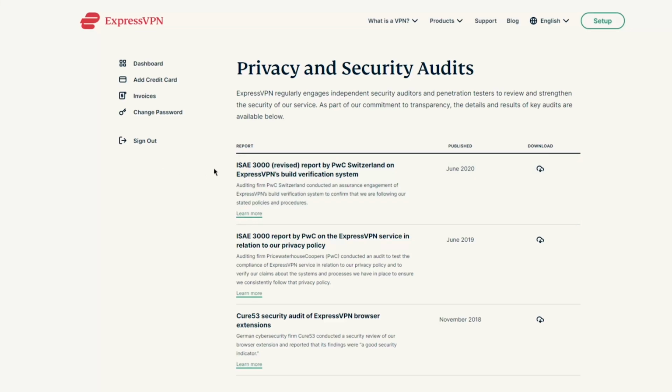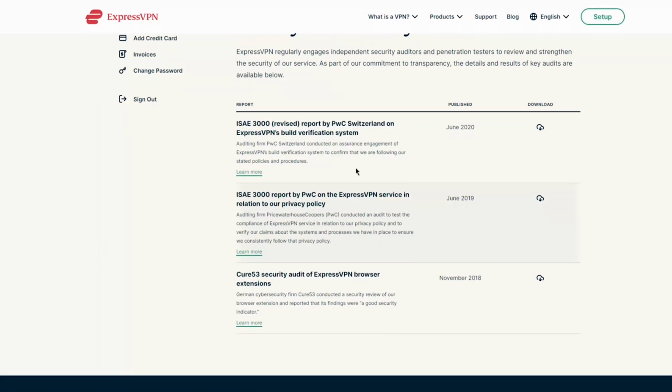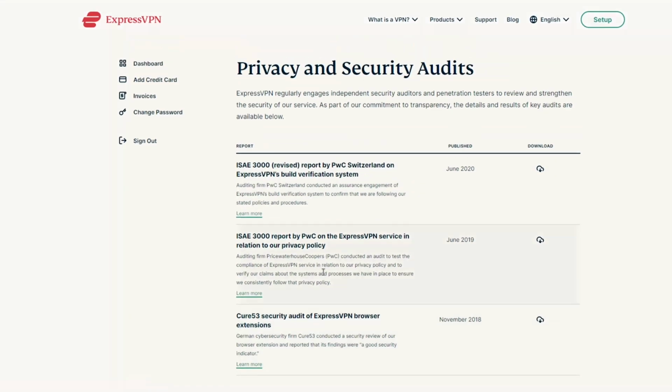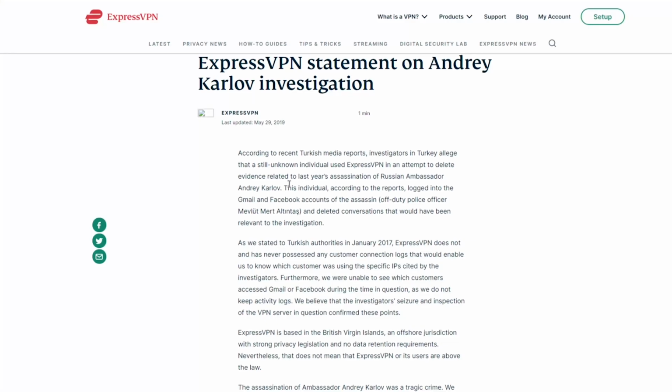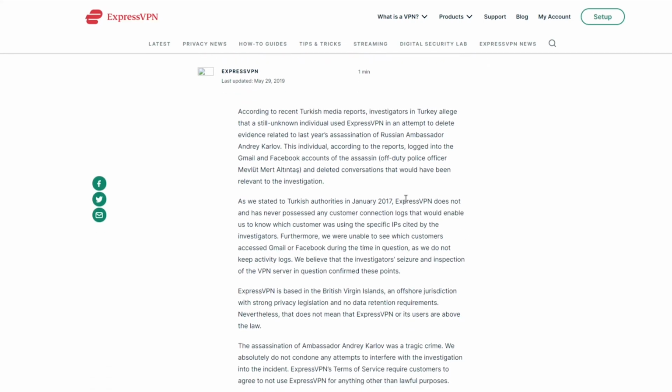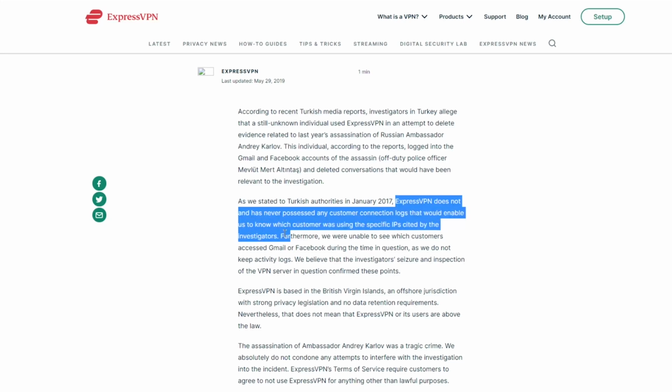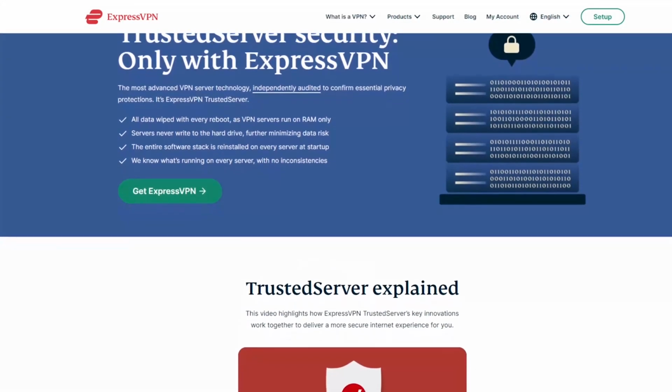Express also have 3 independent audit reports to back up their privacy policy claims and to make sure that their network is always as safe as it can be. And to even add to that, in 2017, one of their servers was seized by the Turkish government as part of an investigation. However, the investigators were not able to find or extract any information from the servers. This incident serves as the ultimate proof of their no-logs policy.